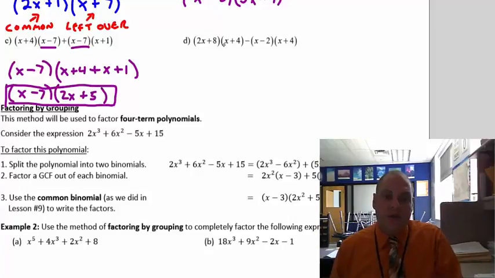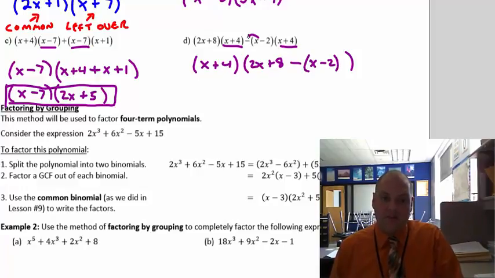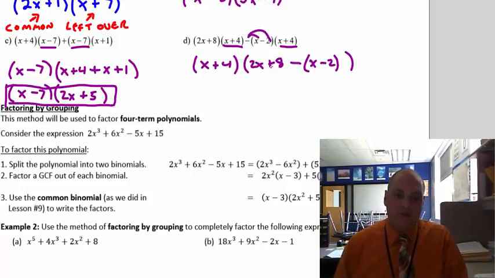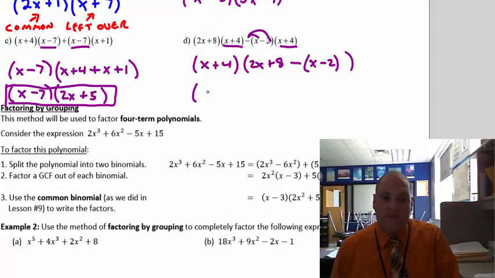Okay? Here we had an x plus 4 that's common. So I'm going to take that out. And then we're going to do our leftover, 2x plus 8 minus x minus 2. Now I'm going to put that in parentheses because it's a minus. You have to minus both of those two things. So we're going to do a little bit of work here. So x plus 4 is our common. You're always going to have that by itself as one of the factors.